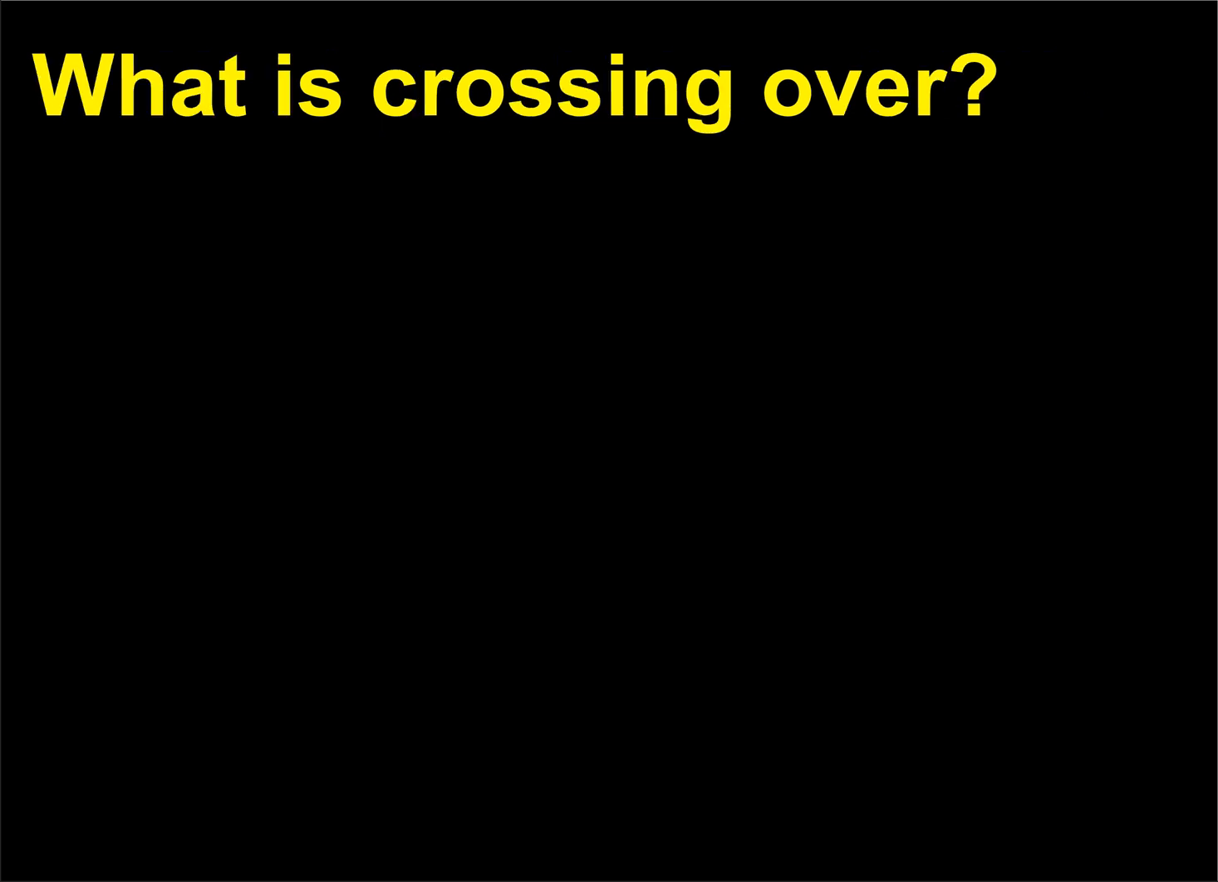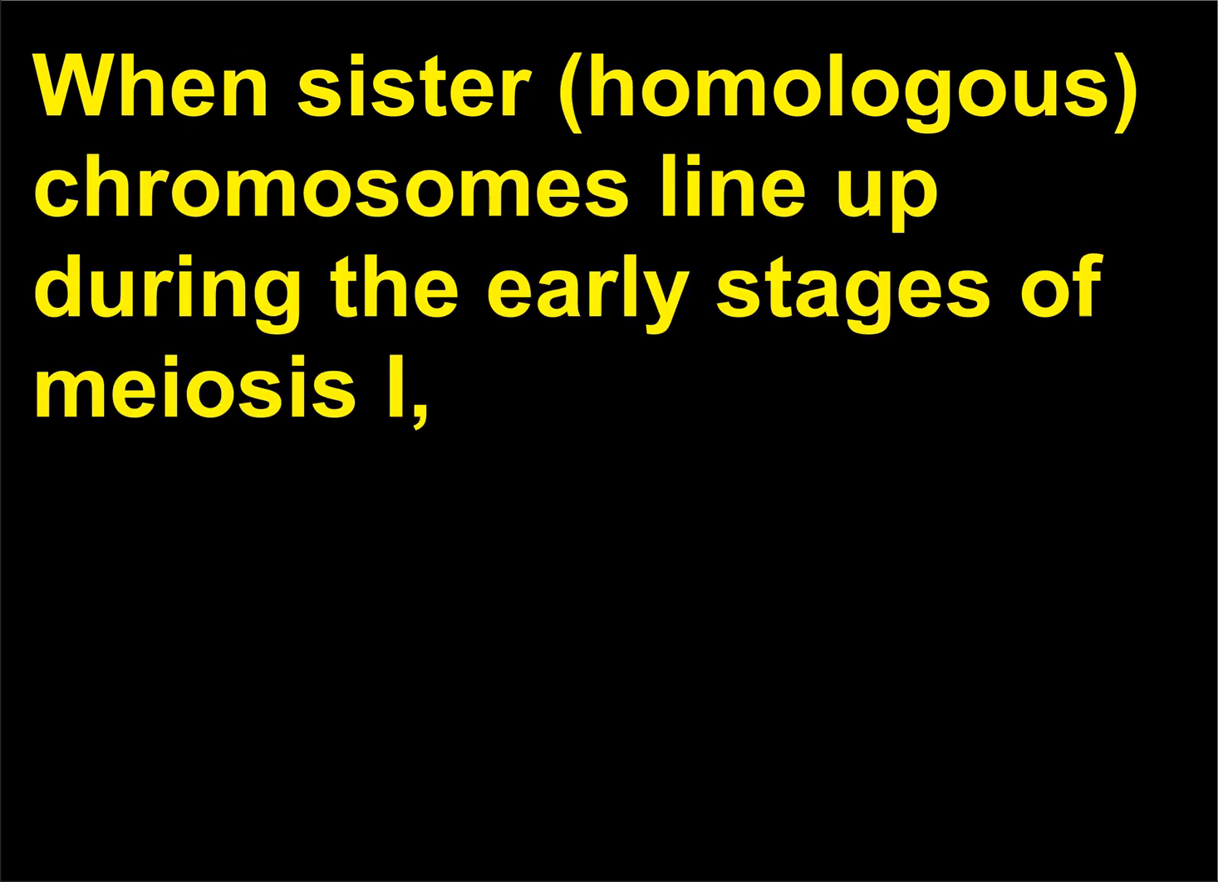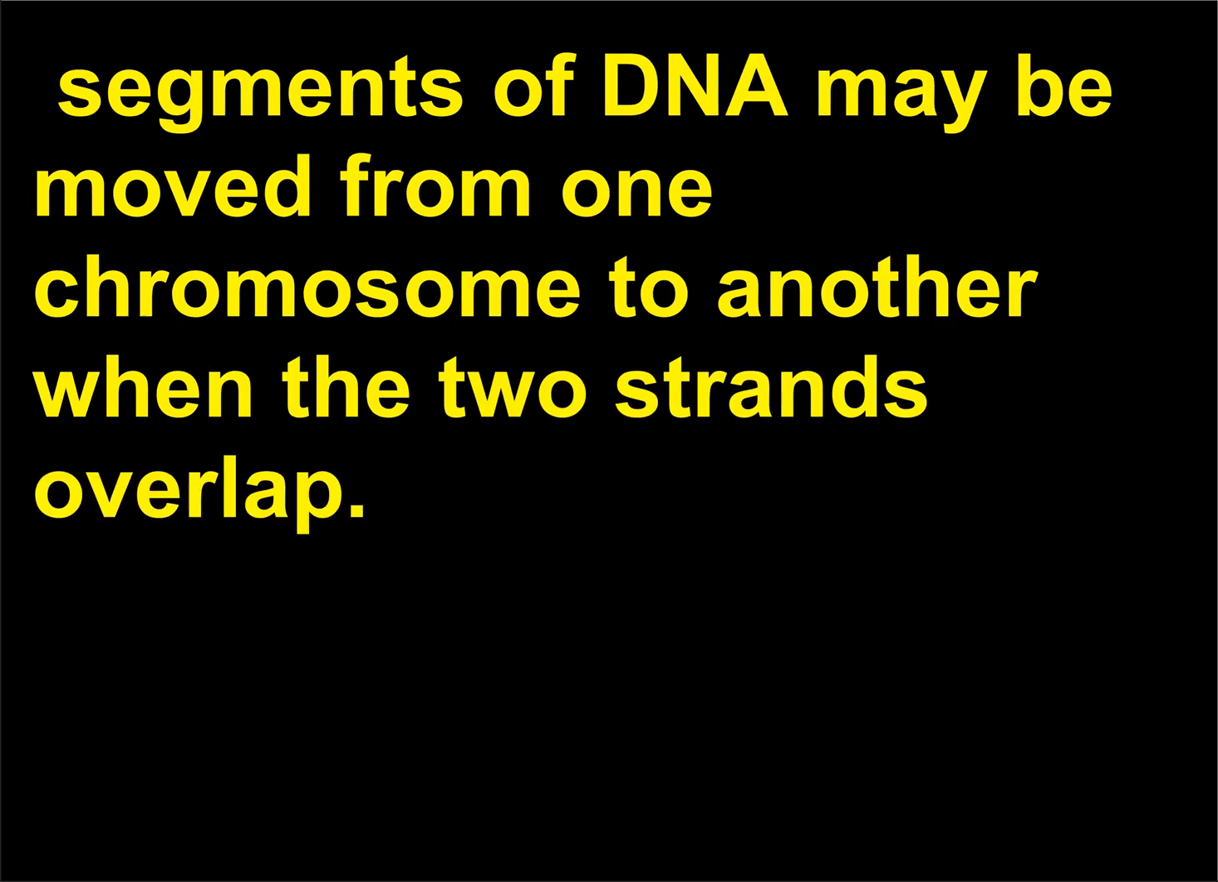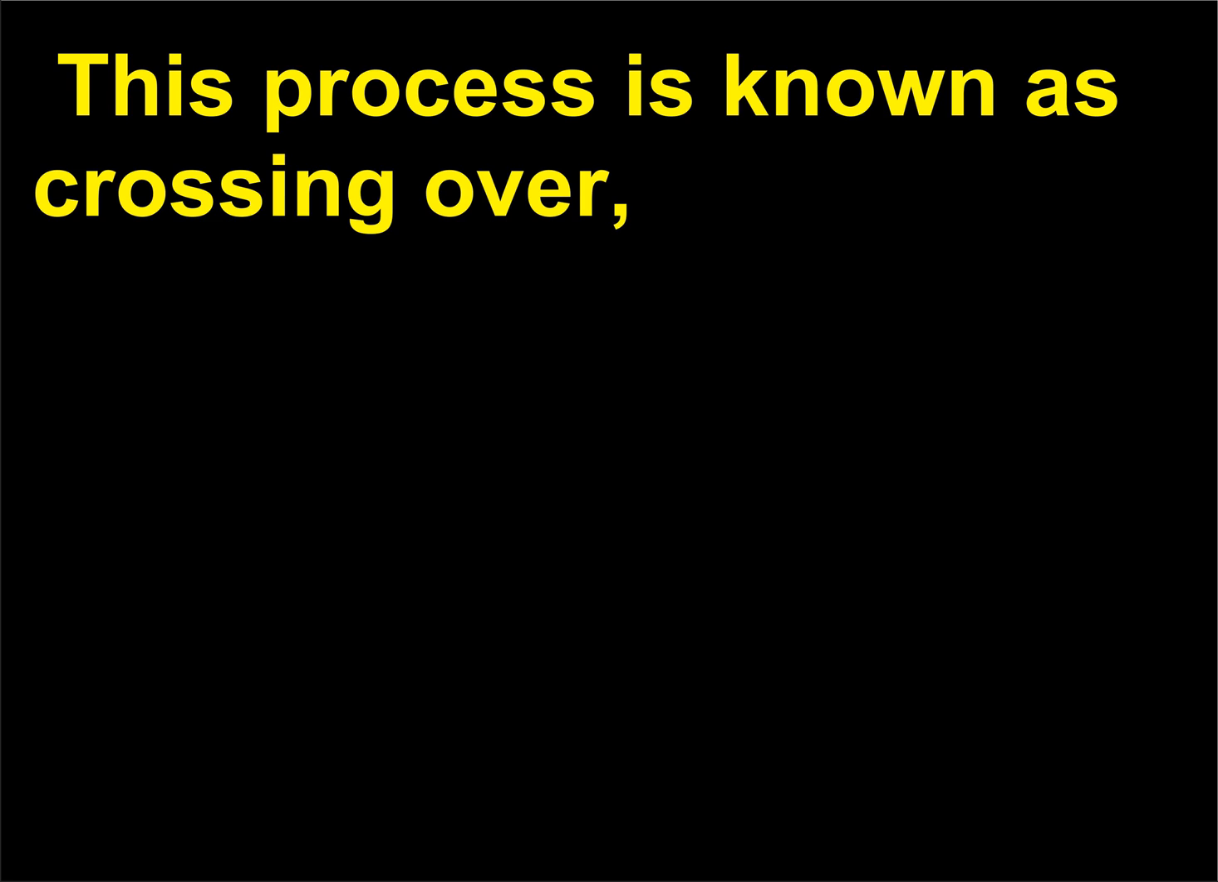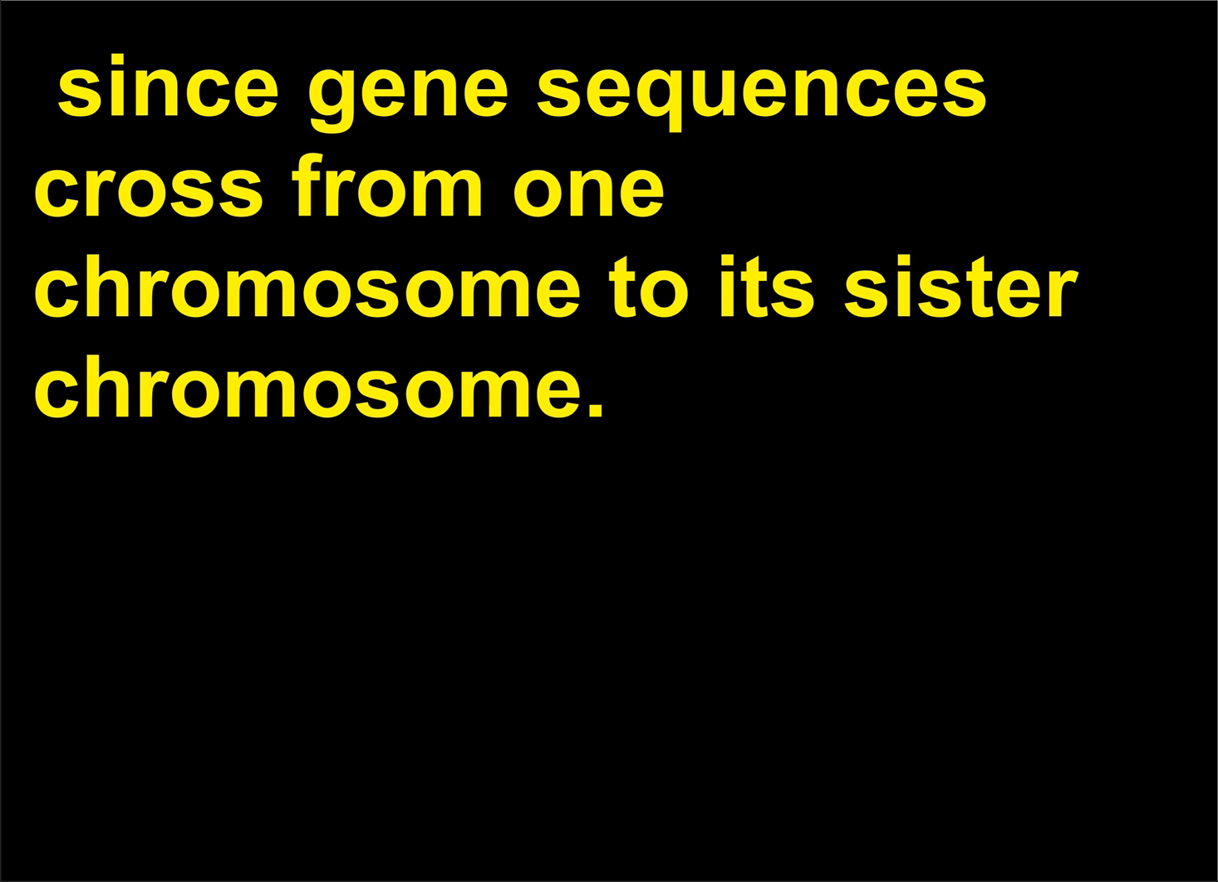What is crossing over? When sister, homologous, chromosomes line up during the early stages of meiosis I, segments of DNA may be moved from one chromosome to another when the two strands overlap. This process is known as crossing over, since gene sequences cross from one chromosome to its sister chromosome.